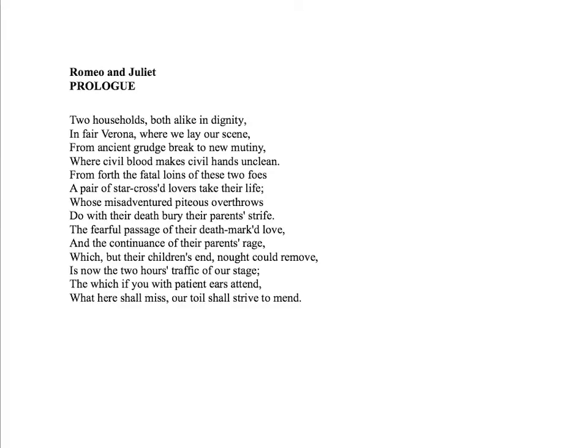Romeo and Juliet, Prologue. Two households, both alike in dignity, in fair Verona, where we lay our scene. From ancient grudge break to new mutiny, where civil blood makes civil hands unclean. From forth the fatal loins of these two foes, a pair of star-crossed lovers take their life, whose misadventured, piteous overthrows do with their death bury their parents' strife.